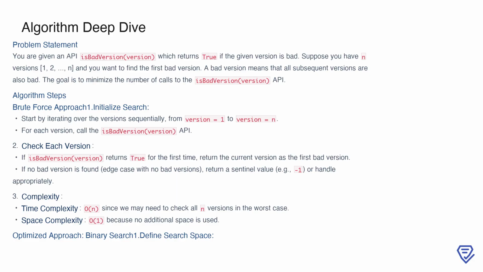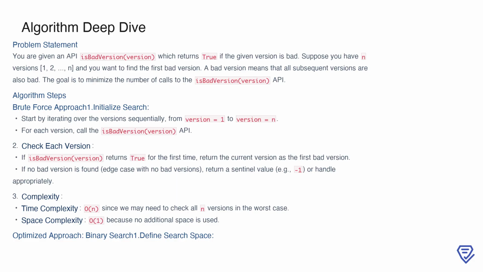To begin, the problem requires us to identify the first bad version in a sequence of software releases, numbered from 1 to n. We are given an API, isBadVersion(version), which tells us whether a specific version is bad or not. Importantly, if a version is bad, all versions after it are also bad. The challenge lies in finding the first bad version while minimizing the number of API calls.